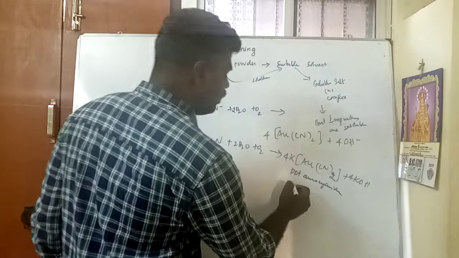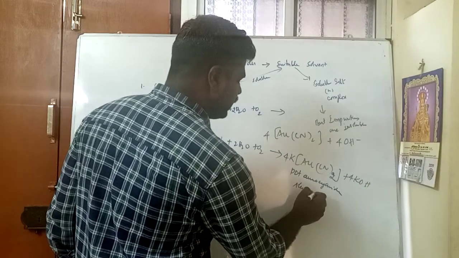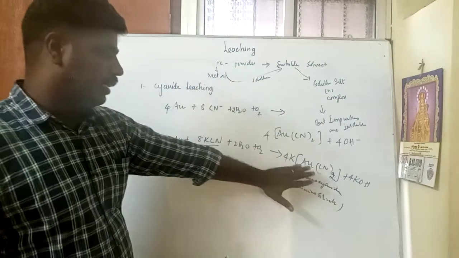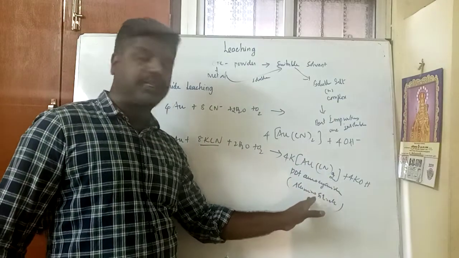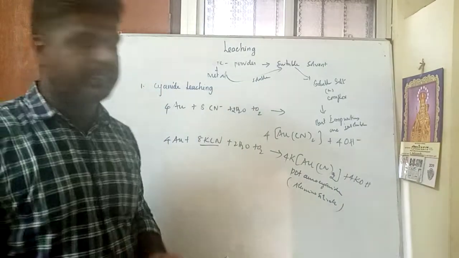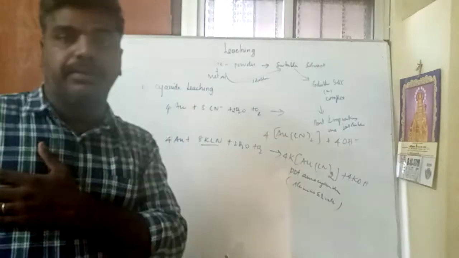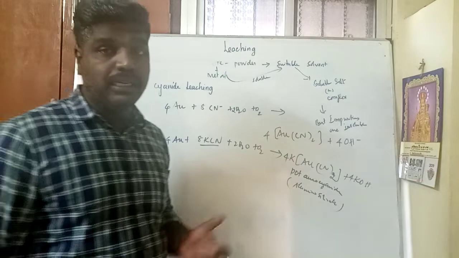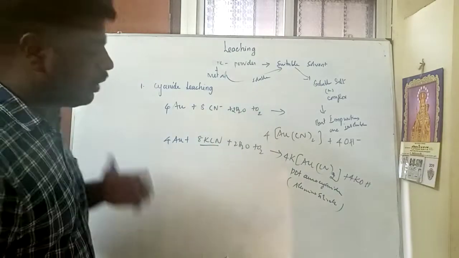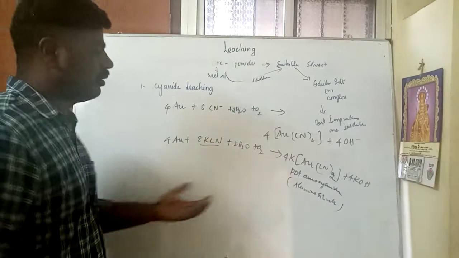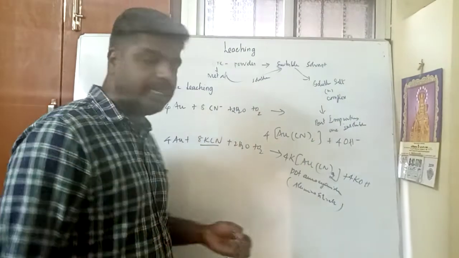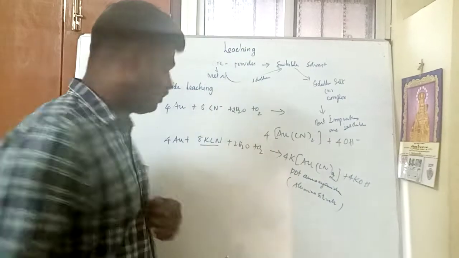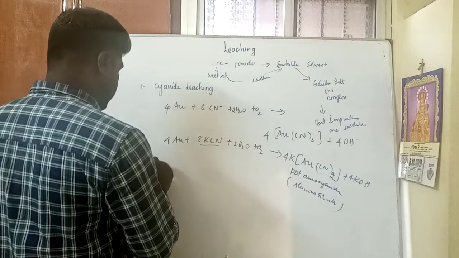The impurities like aluminosilicates are insoluble. Here gold is soluble, forming a complex, but impurities like aluminosilicates are insoluble. We can easily filter and take them off. Then from this complex we are going to recover the metal. In order to recover the metal, this complex should be treated with a reducing agent like zinc dust.